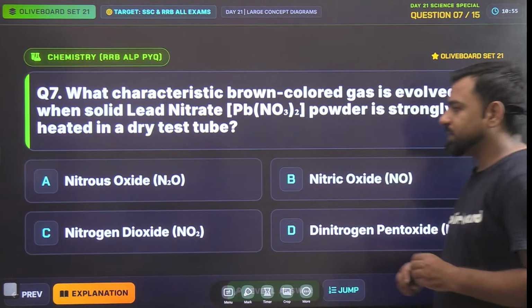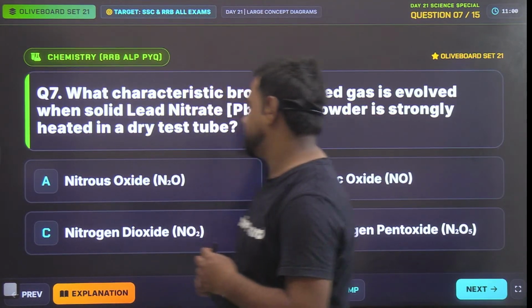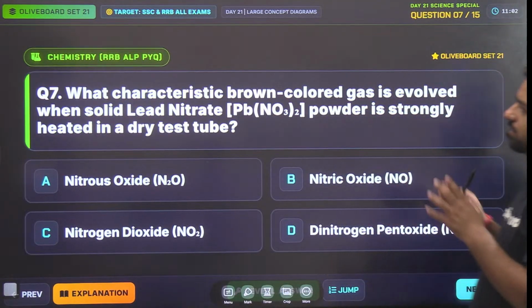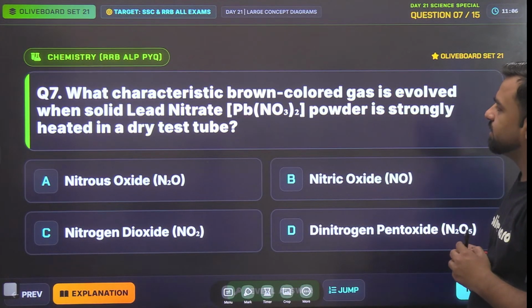So see, nitrous oxide cannot be the answer. That's laughing gas, right? So option number E cannot be the answer. Here, what characteristic brown colored gas is evolved when lead nitrate is heated?